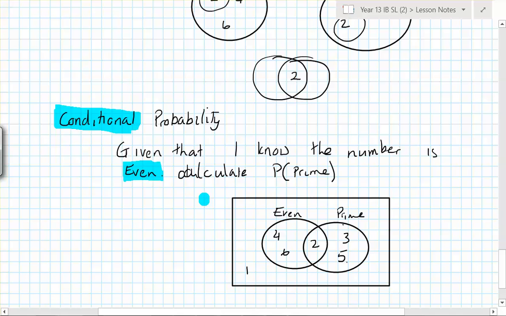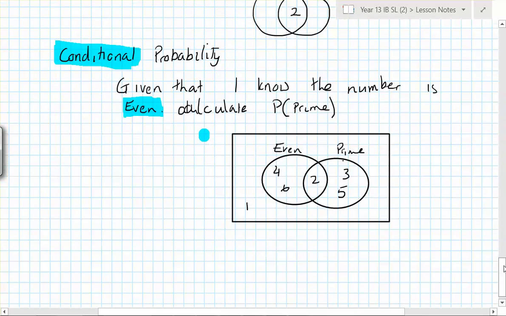Okay. So the probability that it was even or prime was 5 out of 6. But what's the probability of it being a prime, given that I know it is even? I can understand why it's not. It will be what? 1 out of, that bit's easy. 1 out of 3.